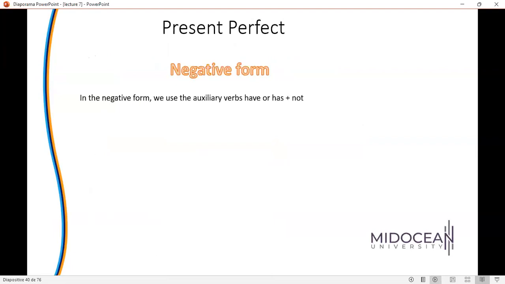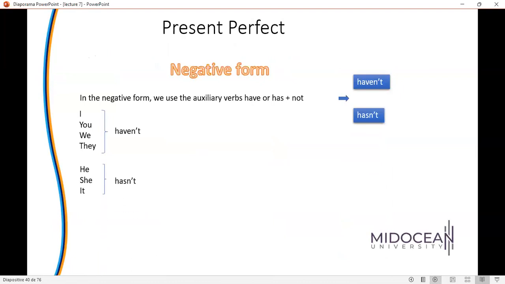The negative form of the present perfect. In the negative form, we use the auxiliary verbs have or has plus not. So here you have haven't or hasn't. I, you, we, they, plus haven't; he, she, it, hasn't, plus, here you have examples, closed, driven, eaten, left, told, drank.